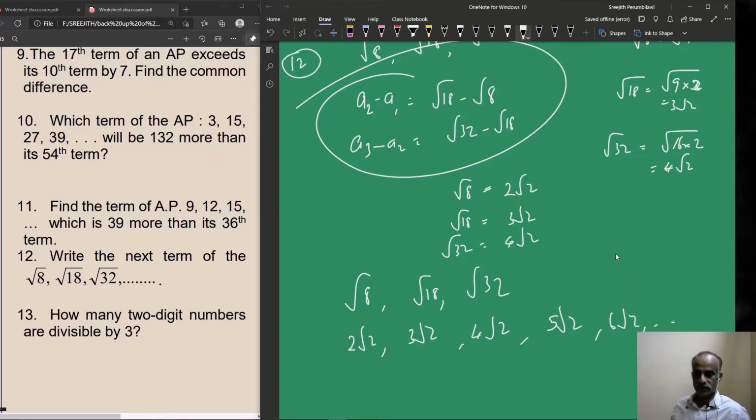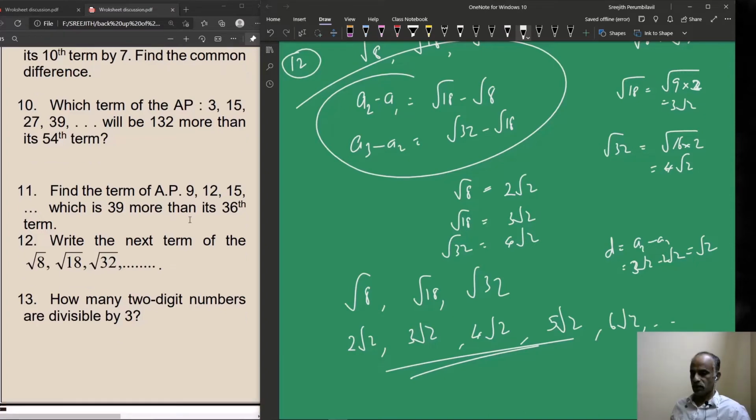If you want to find D, we will find D. What is D? A2 minus A1, that is 3 root 2 minus 2 root 2, that is equal to what? Root 2. You add a root 2 to this. 4 root 2 plus root 2, that is 5 root 2, and it goes like that.